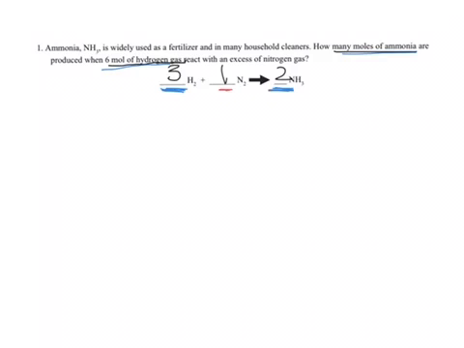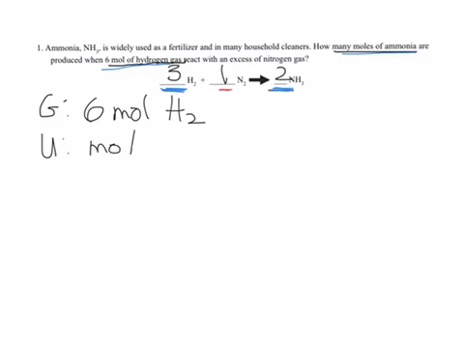So the first thing that I always do when doing these problems is write out my given, which is 6 moles of H2, and then figure out what I'm solving for, which is my moles of ammonia, which is NH3. Now take a look. We are changing substances. We're going from hydrogen gas to ammonia. So that tells us that we need to be using a mole ratio.